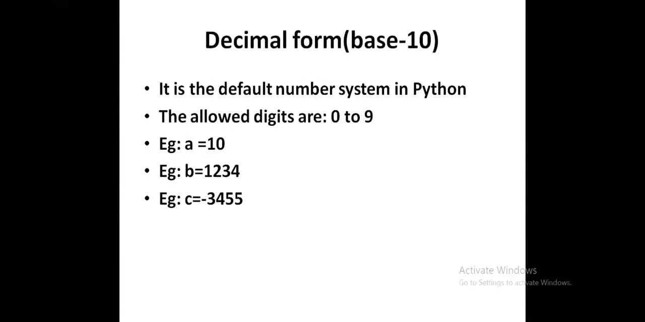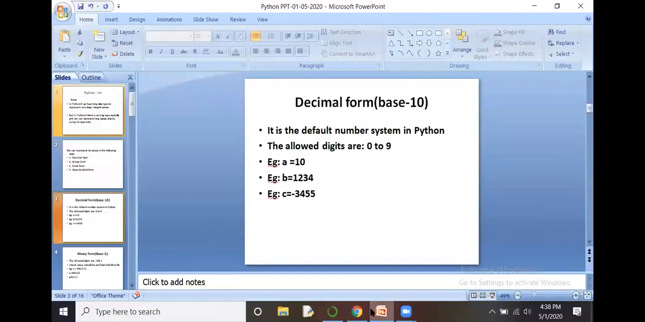You already know what is the decimal format. All the numbers by default will be in a decimal format only. So the decimal format digits are 0 to 9. Here I have mentioned A is equal to 10, B is equal to 1234, C is equal to minus 3455. All these are decimal numbers. So these are usual numbers. Here you don't need to talk much about decimal numbers. We talk about binary, octal, and hexadecimal numbers.